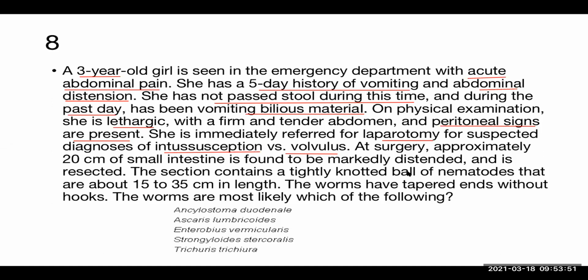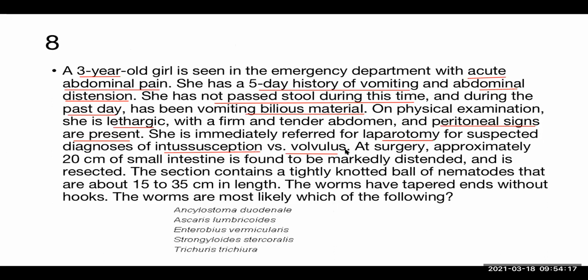So there are two main problems here in case of intussusception. One, it leads to intestinal obstruction, definitely. And another one is ischemia, because it is dragging the blood vessels along with it. So there is a twisting of the blood vessel, which can result in decreased blood flow. That leads to ischemia and necrosis. So intussusception is a serious condition.